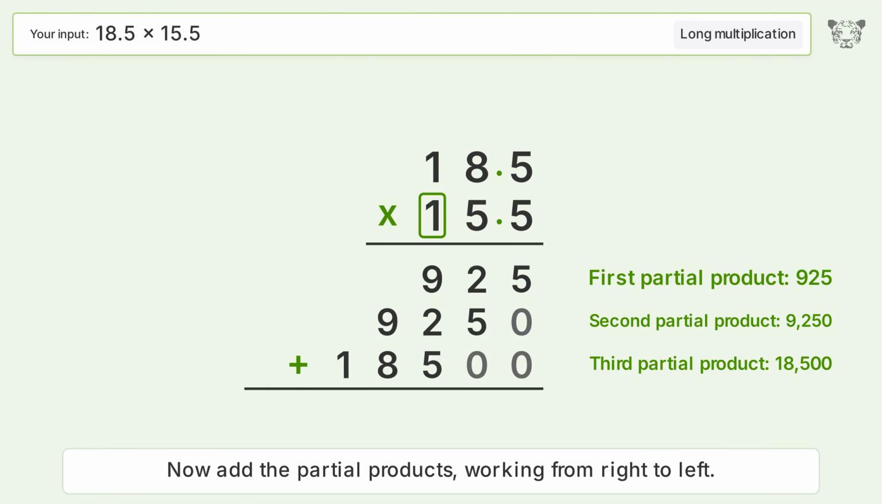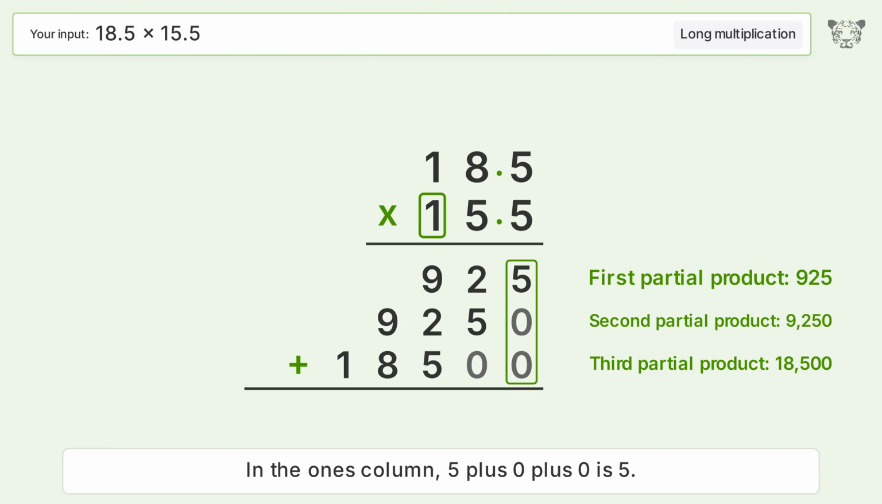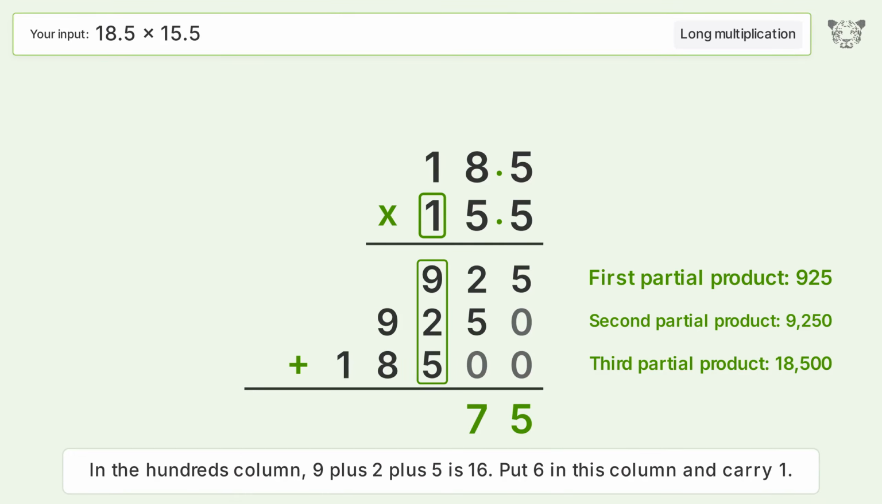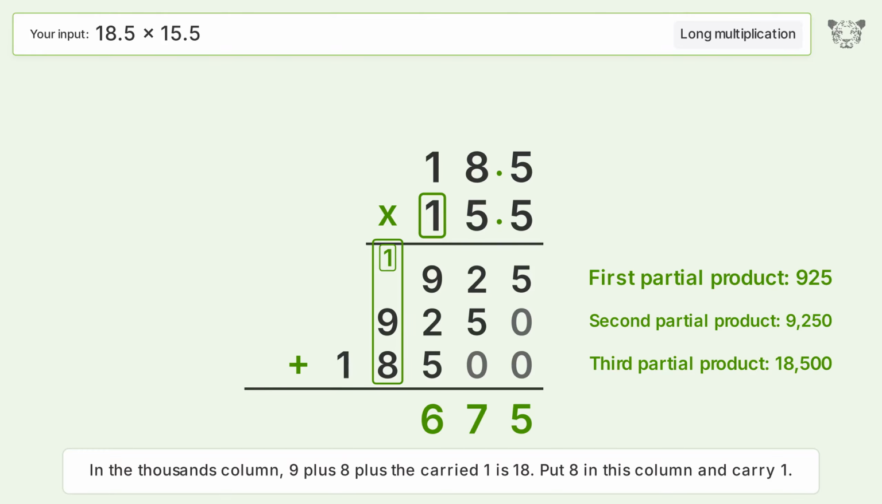Now add the partial products, working from right to left. In the ones column, 5 plus 0 is 5. In the tens column, 2 plus 5 plus 0 is 7. In the hundreds column, 9 plus 2 plus 5 is 16. Put 6 in this column and carry 1. In the thousands column, 9 plus 8 plus the carried 1 is 18. Put 8 in this column and carry 1.